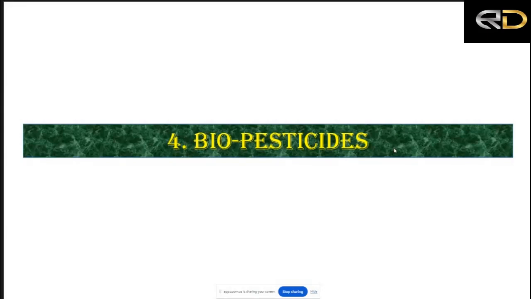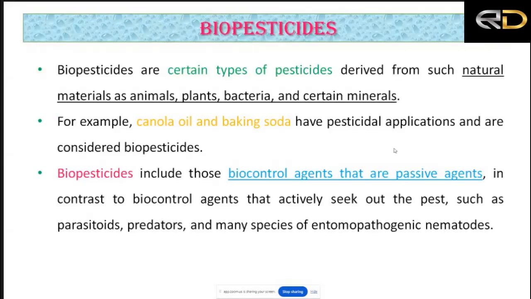So this was about that. Next one is biopesticides. I have briefly told you about this before. By the term, biopesticides are certain types of pesticides, and pesticides are those which kill pests. They are derived from natural materials: from plants, animals, microbes, bacteria, and even certain minerals. For example, canola oil has pesticidal applications and can also be considered a biopesticide.